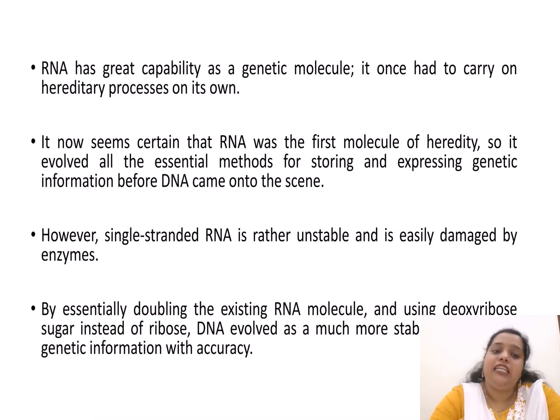Now, RNA has a greater capability as a genetic molecule, as it can carry on the hereditary process on its own. And it seems that RNA was the first molecule of heredity, and it involved all the essential methods for storing and expressing genetic information before DNA came into the role. So single-stranded RNA is rather unstable and is easily damaged by enzymes. By essentially doubling the existing RNA molecule or using deoxyribose sugar instead, DNA has evolved as a much more stable molecule to store the genetic information with accuracy.